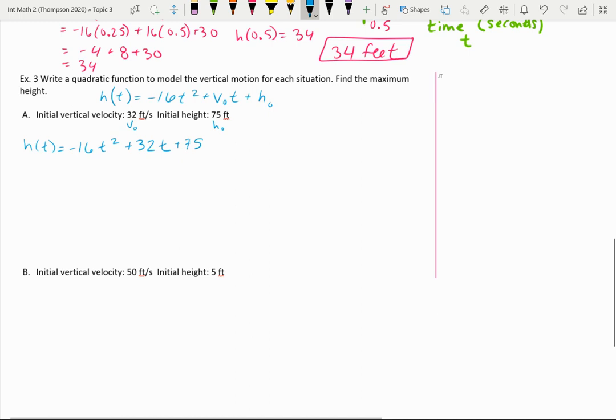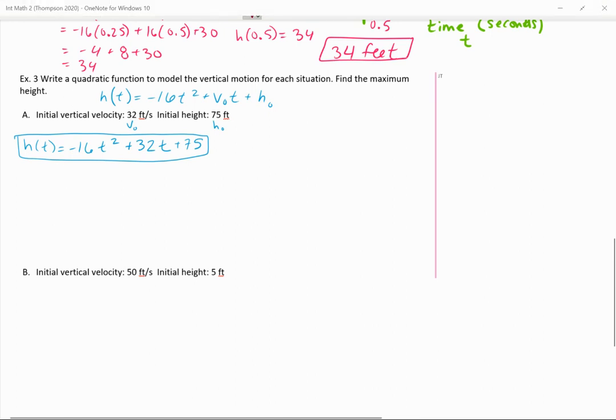Now, sometimes students ask, well, where did the negative 16 come from? It's part of the original formula. So we're plugging it in already because we're assuming that all of these problems are going to happen close to the Earth's surface. So we have a constant rate of acceleration. All right, so that's part of the question. That'll be part 1 in your online homework.